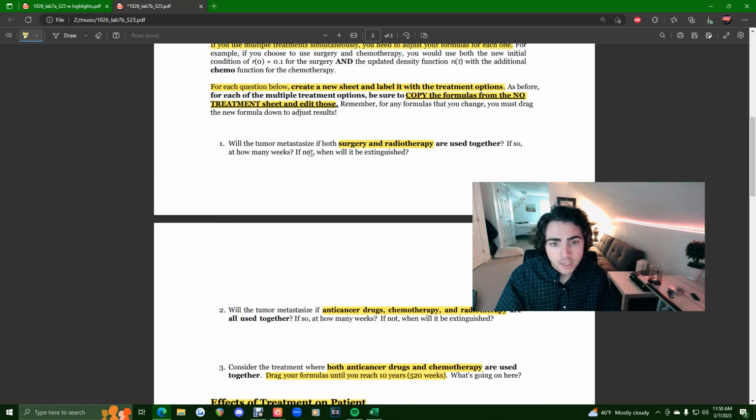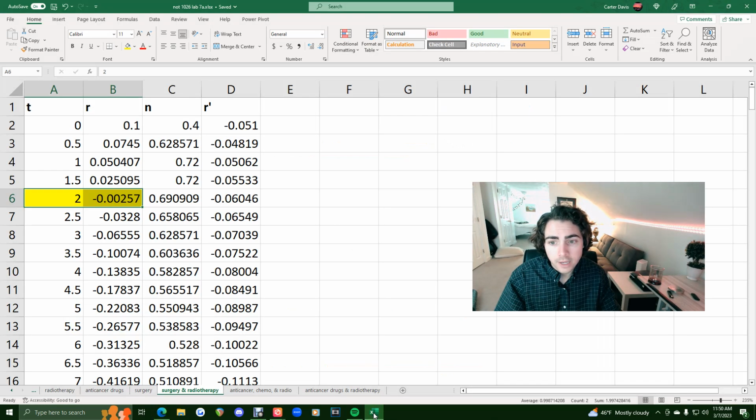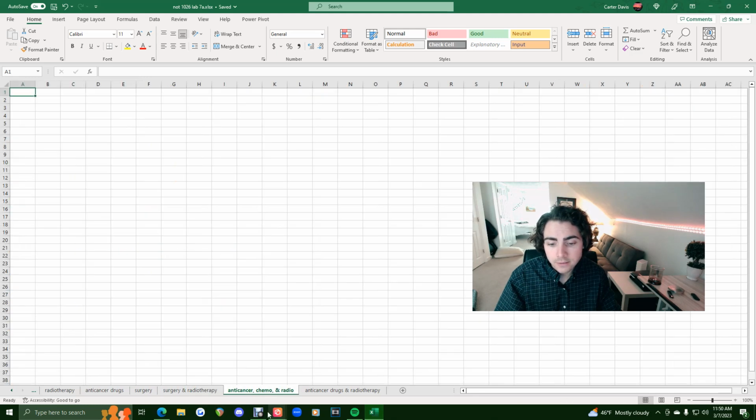And so if not, when will it be extinguished? It'll be extinguished after 2 weeks. That's crazy. Okay, so now on to anti-cancer theme, chemo and radiotherapy.